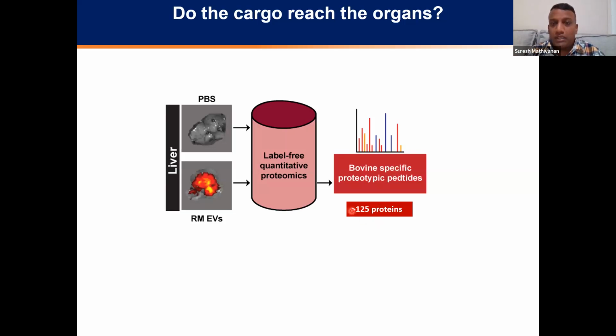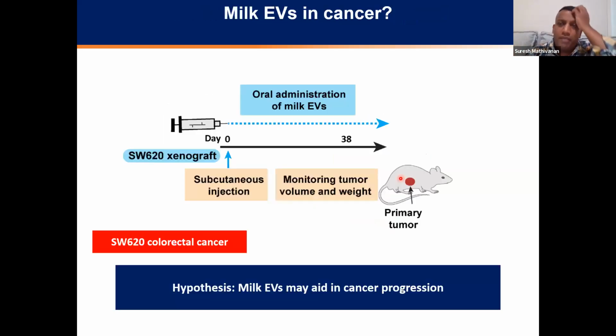We were able to identify more than 125 proteins like that, and the coverage was more than 80%, suggesting that they are not fragments which are going there. So then I was a bit more confident with this data, suggesting that yes, these cargo are indeed reaching the other tissues.